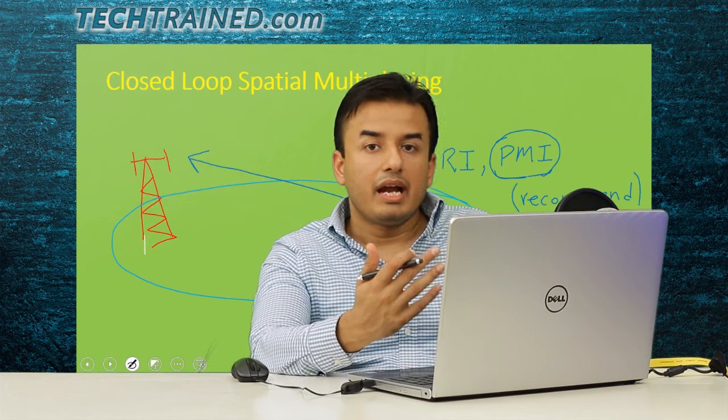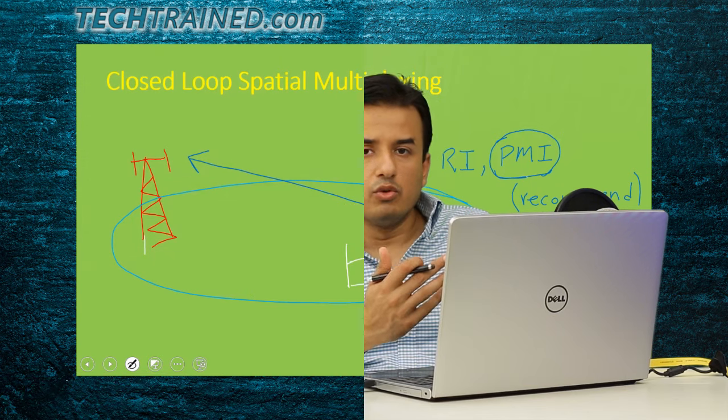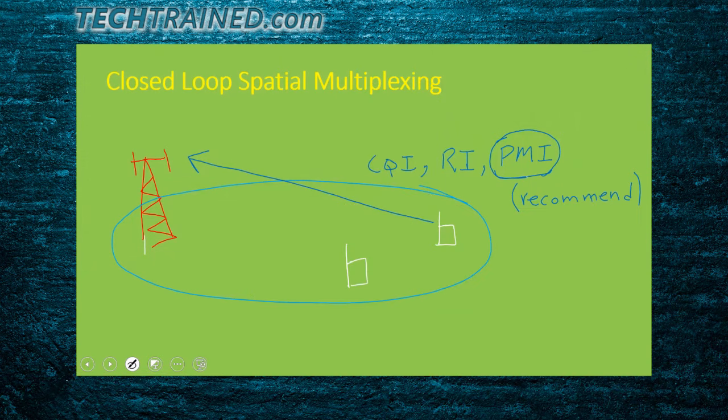And that's the whole idea about the title closed loop, because in this case the loop is closed when the eNodeB is sending data and the UE is proposing a return with these 3 measurements. So that's the whole idea.